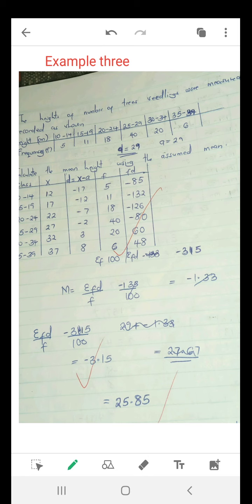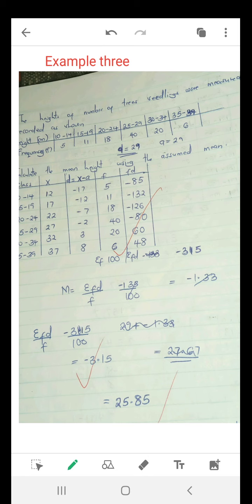Then since I don't have the value of x, I have to make a column of x. x is now the midpoint of the class, the lower value plus the upper value divided by 2. Let's look at how we get x. The first class is from 10 to 14. So I take 10 plus 14 is 24. 24 divided by 2, 12. So 12 is my first x.